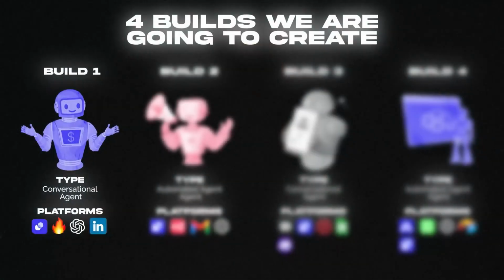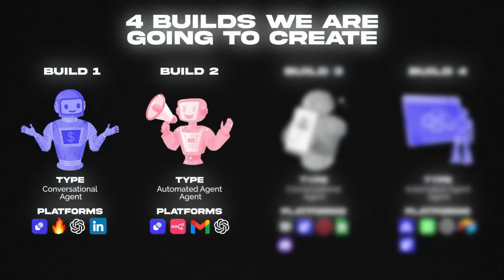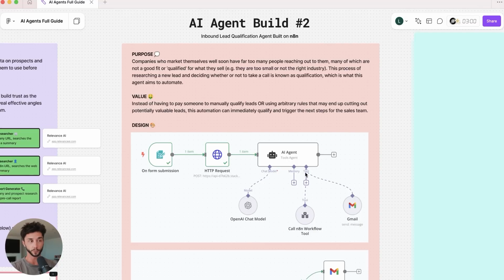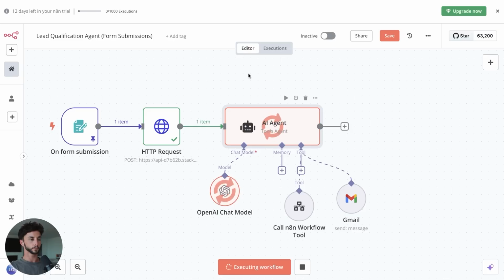The second build is going to be an automated lead qualification agent. And this will be built on a platform called n8n. And this time we will be helping Big Boy Recruits, our fantasy recruitment firm, to automatically research and qualify new leads and then send an email notification to the correct sales rep. And this is going to show you that automated style of agent where it's built into a process rather than having a human input necessarily.